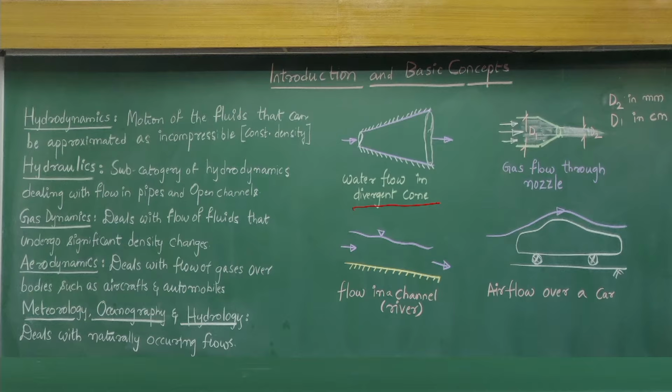But if you look at other problems like gas dynamics, that deals with the flow of fluids undergoing significant density changes. For example, gas flow through nozzles. Say two nozzles, one in centimeters, another maybe less than millimeter level. As a very high speed flow goes through these nozzles, the fluid may go through a change in its density. As the density changes, the flow is compressible flow. So we talk about that type of problems as gas dynamics problems.